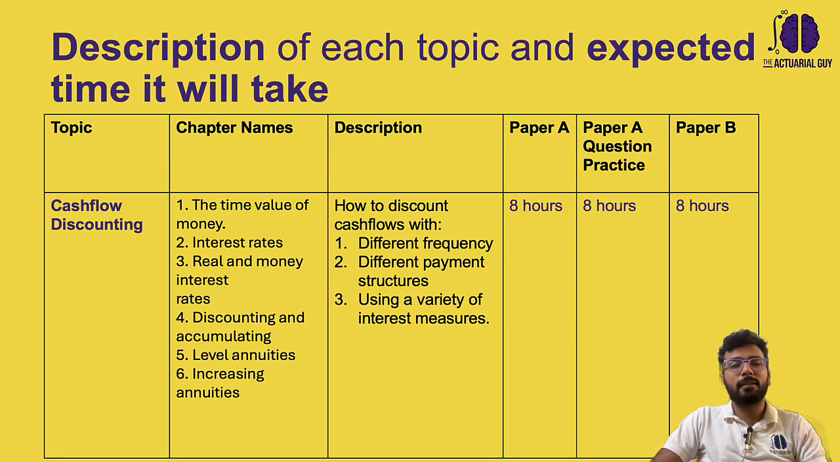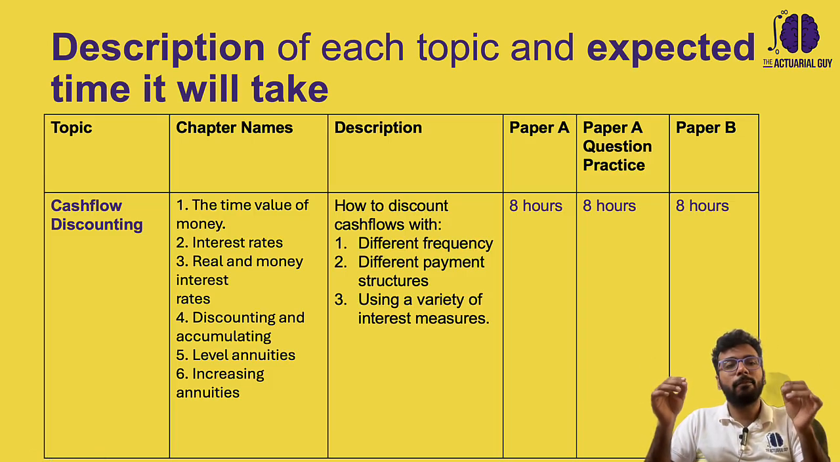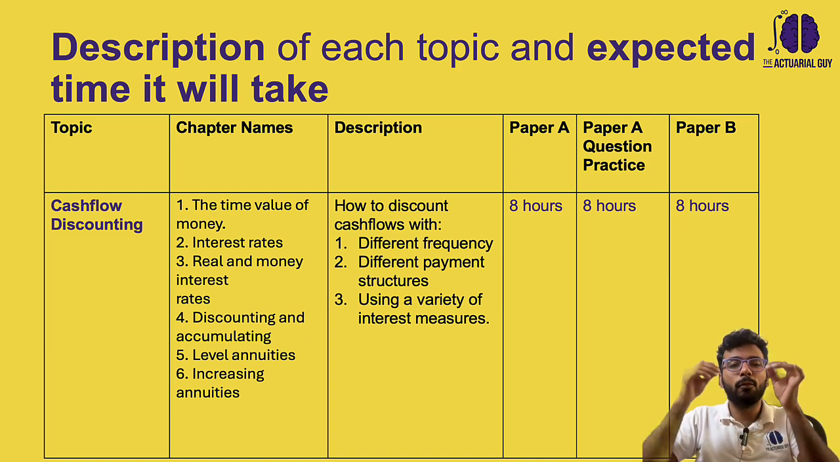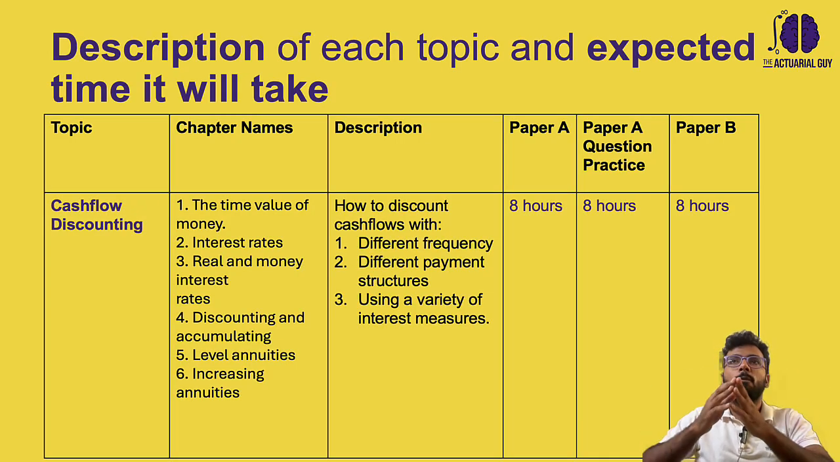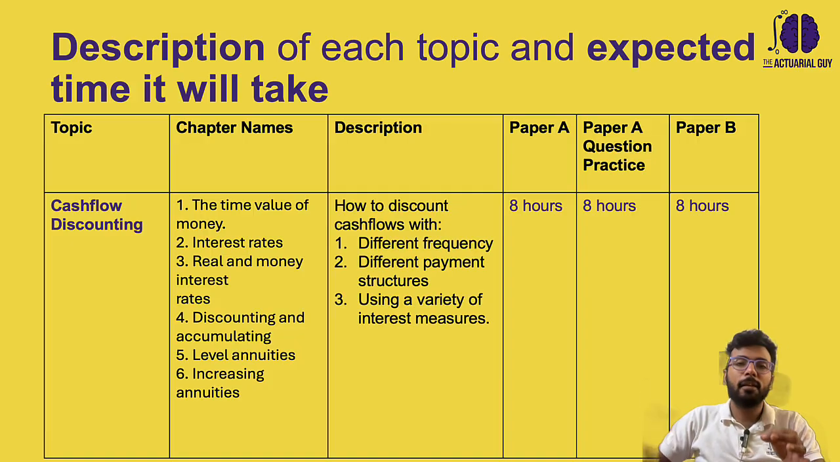The first unit is related to cash flow discounting. Here we talk about the idea of time value of money. Time value of money basically says that your money today is superior to money in the future. If I give you 1000 rupees or 1000 pounds today versus the same amount 5 years down the line, you will prefer the money today.